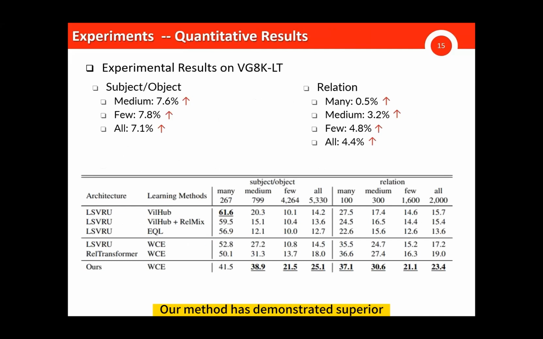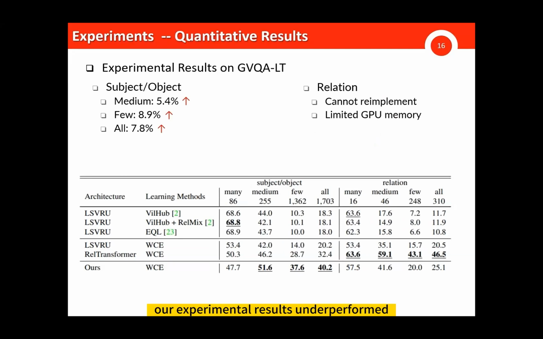Our method has demonstrated superior performance on VG-LT, especially for the few categories. We observe significant performance improvements in subject, object, and relation predictions, especially the few achieves 23.4 accuracy, outperforming the previous method by 4.4%. Regarding GQA, our experimental results compared to the transformer are contrary to the theoretical expectations. In fact, due to the limitation in our current computational resources, we were unable to match the parameter settings of the original paper, including the network depth. However, on the other hand, our experimental performance shows some improvements compared to another baseline.